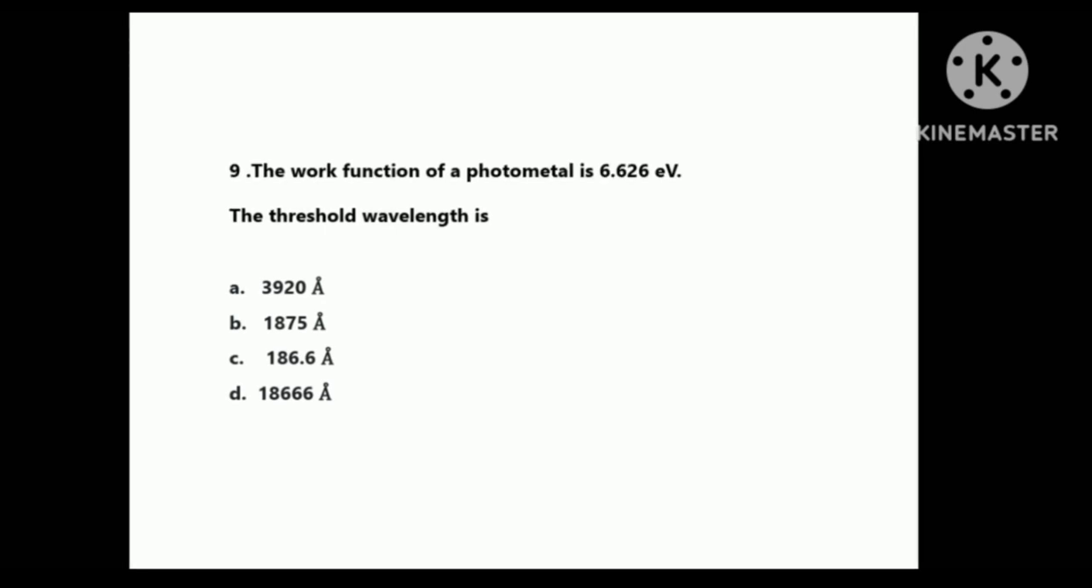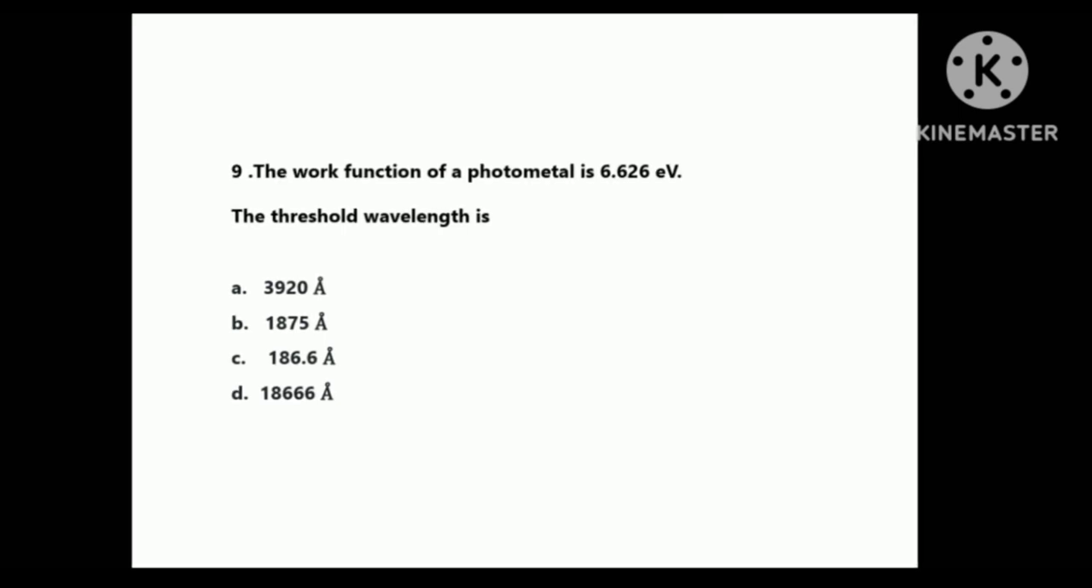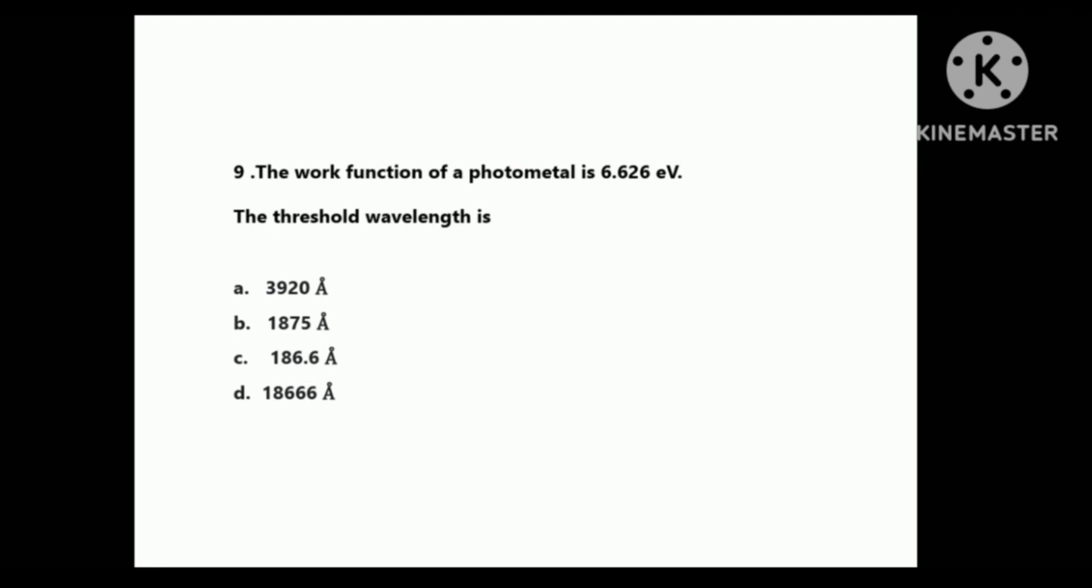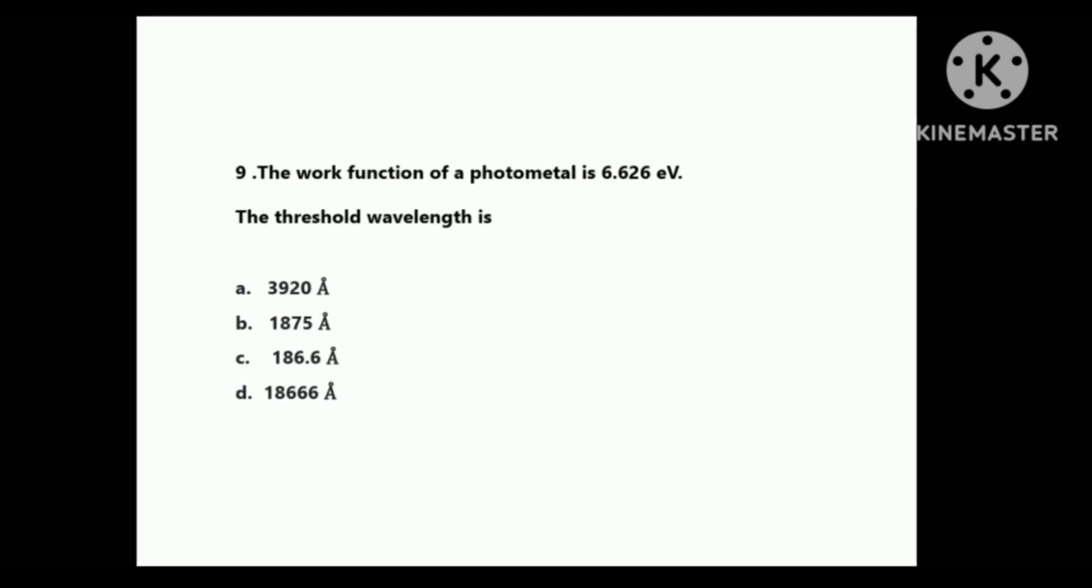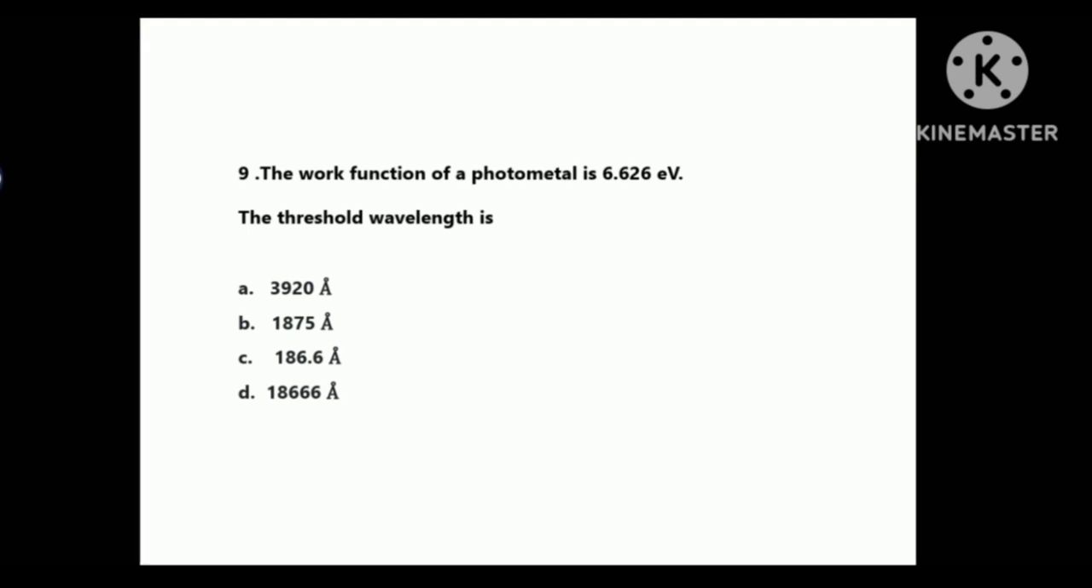Question number 9. The work function of a photometal is 6.626 electron volt. The threshold wavelength is: option A, 3920 Angstrom unit, option B, 1875 Angstrom unit, option C, 186.6 Angstrom unit, and option D, 18,666 Angstrom unit.